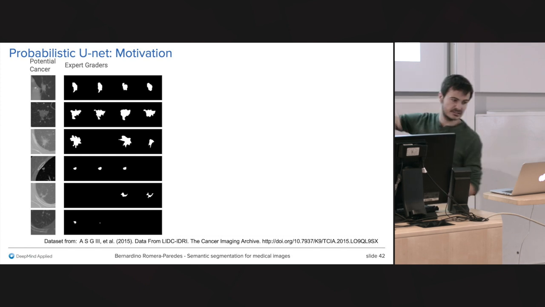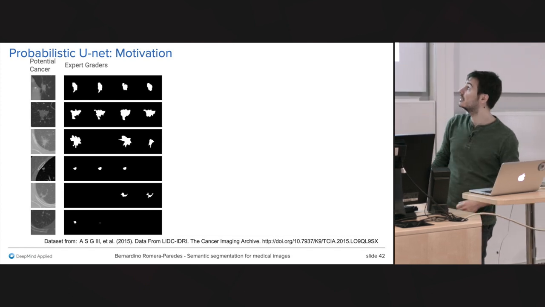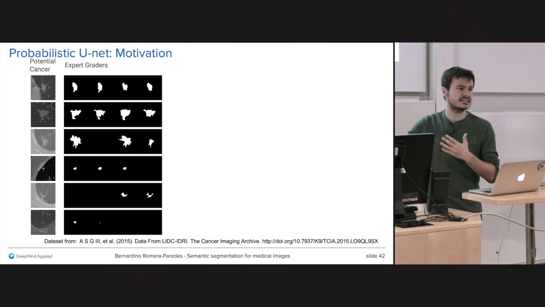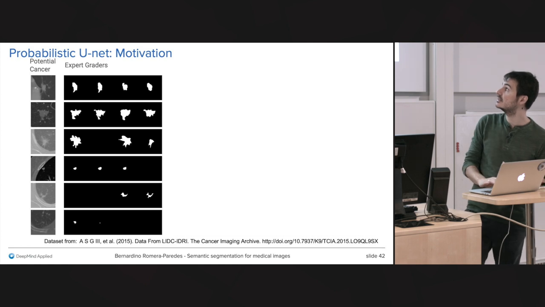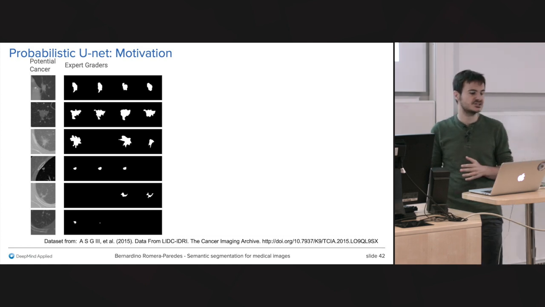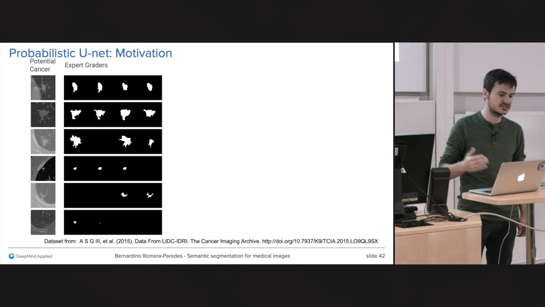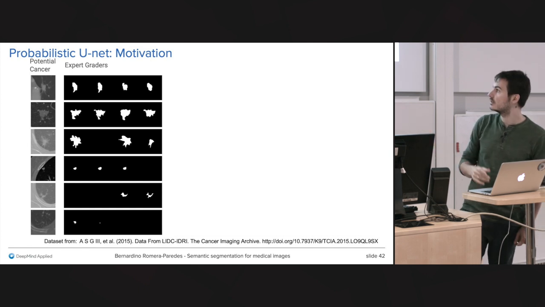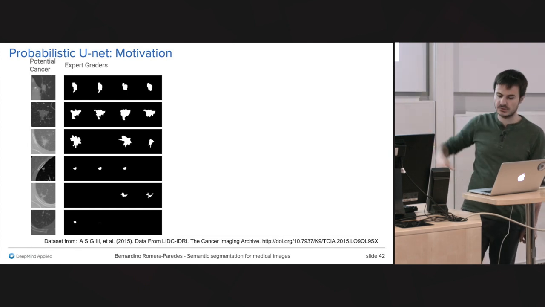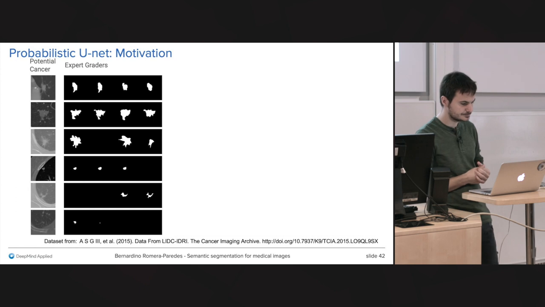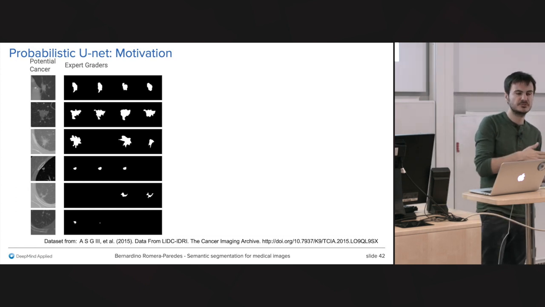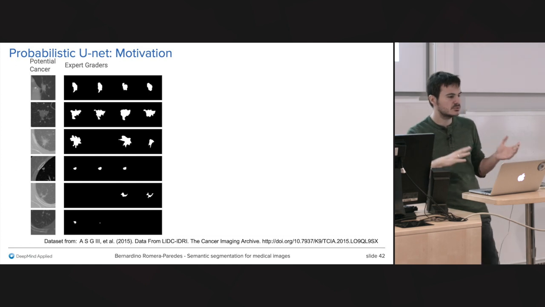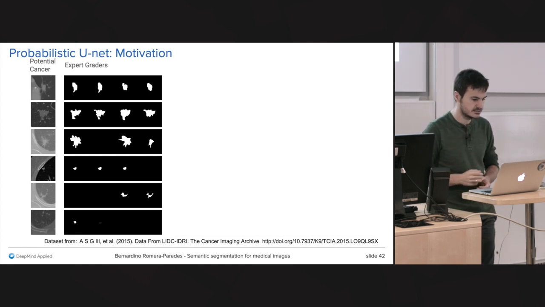So we can see here that there is some variability in the shape. There are definitely quite different shapes, and even differences in whether there is a lesion or not. For example, this expert here considered that there was no lesion, or down there. So there is quite a lot of variability. We also saw before, in the previous project, we were using ensembles, and to some extent they were useful to account for this.